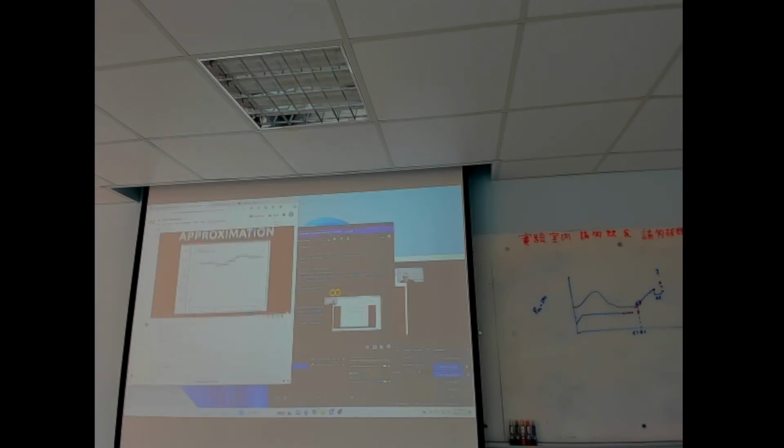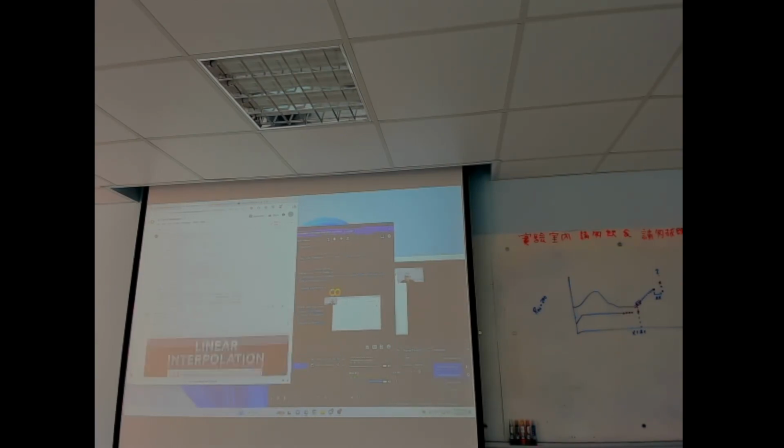Then I can improve that a little bit. I can say, okay, I want to do a linear interpolation for those points. So now the point is calculated using the estimate of the slope from the point to the next point. And then that shows the linear interpolation.